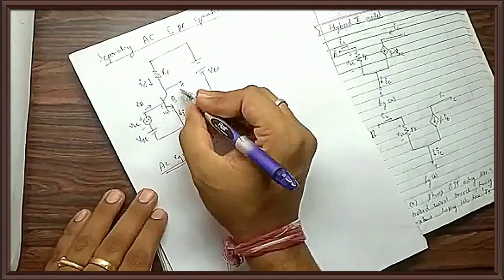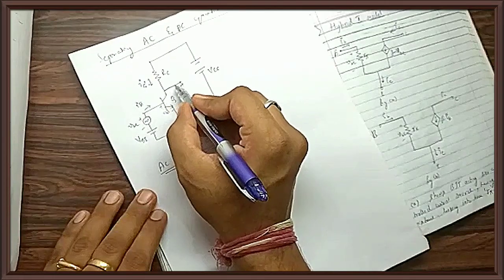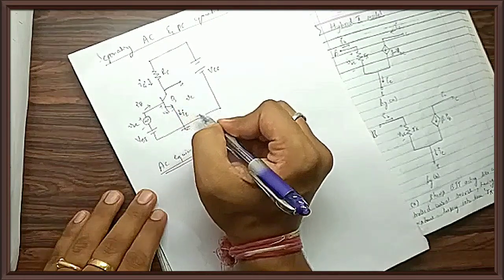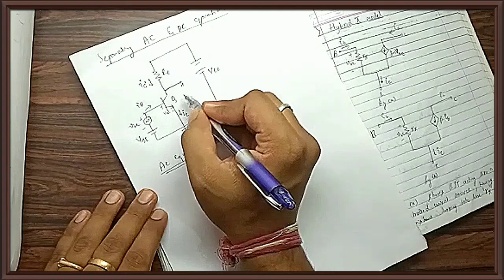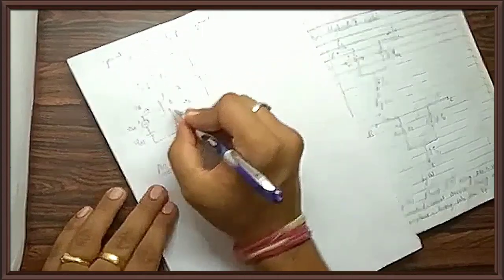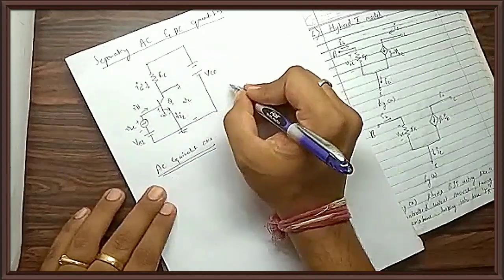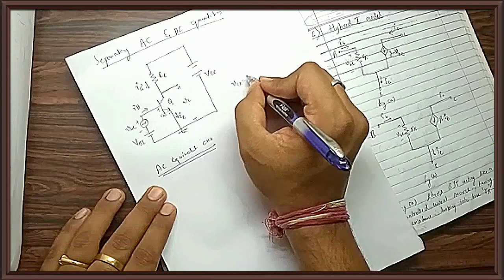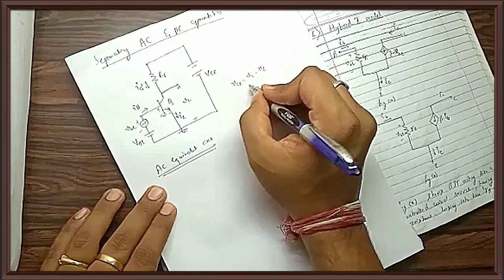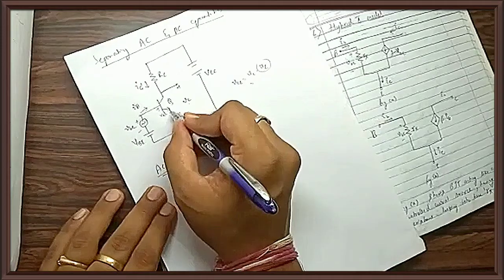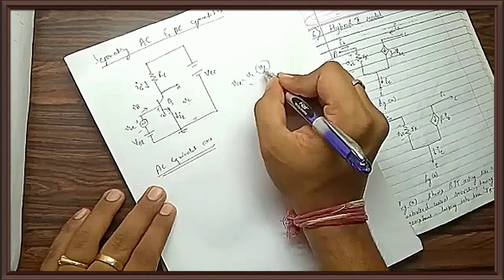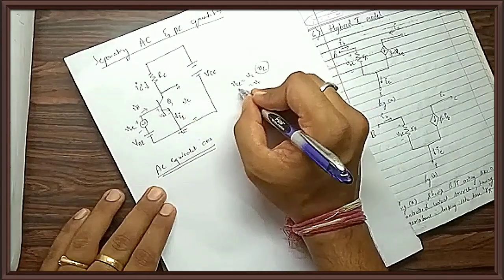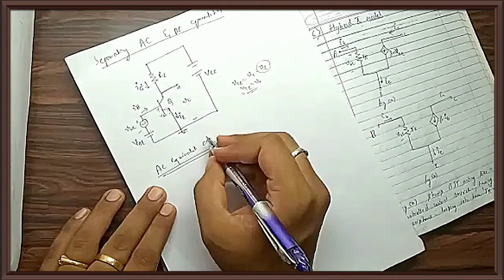One more thing, here I am taking the node voltage as the collector voltage. This is the collector voltage with respect to ground, that is VC. And I can even say in this circuit that VC is also equal to VCE. Why? Because VCE is what? VC minus VE. What is VE? The emitter is directly connected to ground, so VE is 0. So I can say VCE equals VC. This is one thing you are supposed to remember.